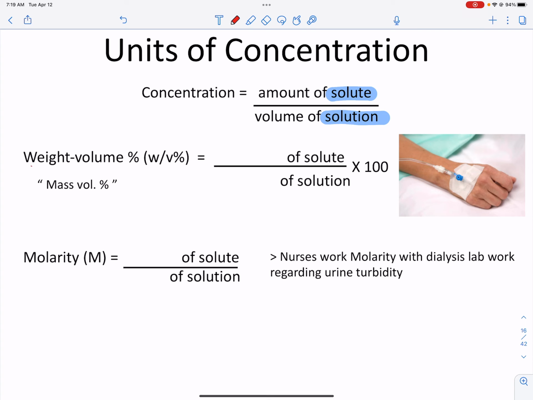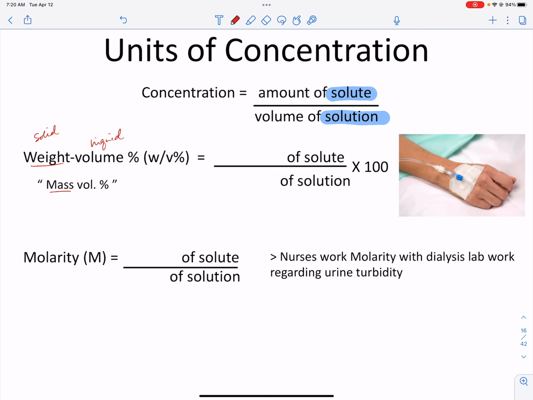So notice that weight is a unit of mass. Obviously, volume is going to have units like milliliters and liters. And this makes sense when you have a solid dissolved in a liquid. Remember that solutions can also be solids dissolved in solids or liquids dissolved in liquids. And if that's the case, it might be a volume per volume percent or a weight per weight percent. So this is a weight volume percent when you have a solid dissolved in a liquid.